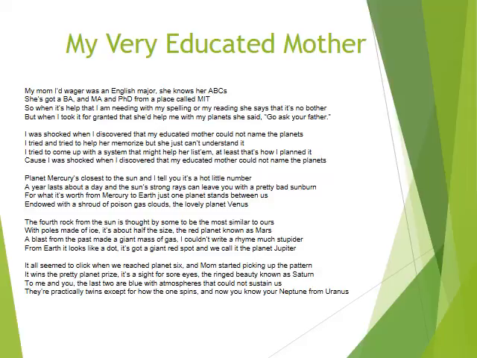When we reached planet 6, it all started to click, and Mom was picking up the pattern. Who wins the pretty planet prize? It's safe for sore eyes, the ring beauty known as Saturn. And it's me and you, the last two are blue, with atmospheres that could not sustain us. In fact, they're practically twins except for how the one spins, and now you know your Neptune from Uranus.